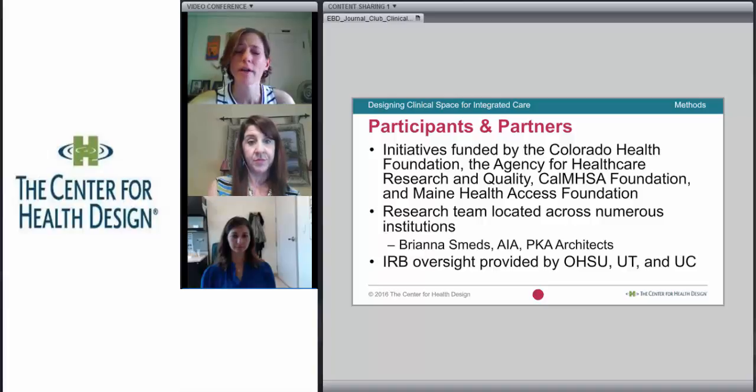The research teams were located at Oregon Health and Science University, University of Texas, and University of Colorado primarily. And I definitely wanted to give a special shout out to Brianna Smeds, who was the architect who participated in the analysis process on this, and she is located here in Portland with PKA Architects, and she solely works on healthcare design. Then our IRB oversight, which is like our compliance oversight, is provided by all of these different institutions as well. So, lots of really wonderful people. And we worked, as I mentioned before, under the principal investigators, Debbie Cohen, Larry Green, and Ben Miller.